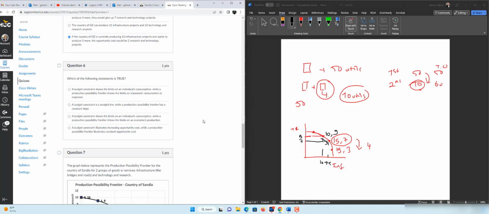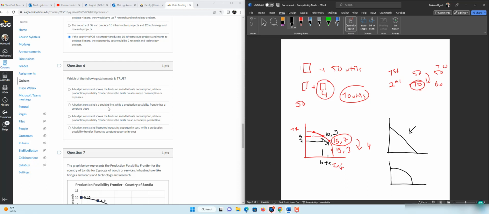Question 6. Which of the following statements is true? A budget constraint shows the limits on an individual's consumption while a production possibility frontier shows the limits on a business's consumption or expenses. This is not correct. So let's understand budget constraint. Budget constraint is a straight line and it shows the limits on individuals' consumption. Production possibility frontier shows the possibility of production for a society as a whole. It's not the business, therefore this is not the correct statement.